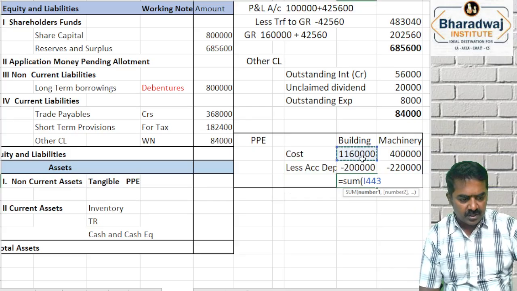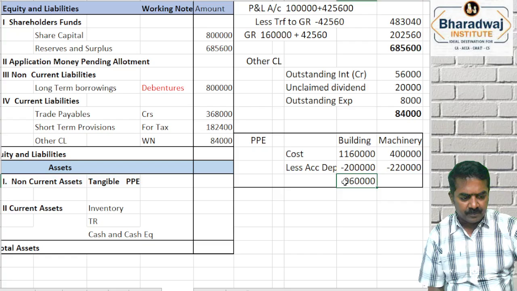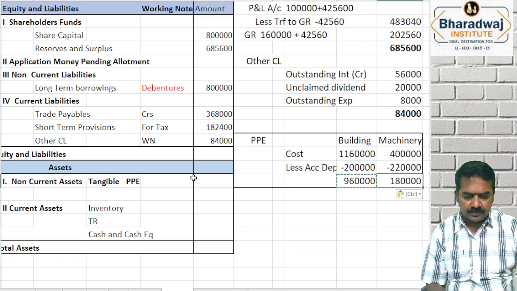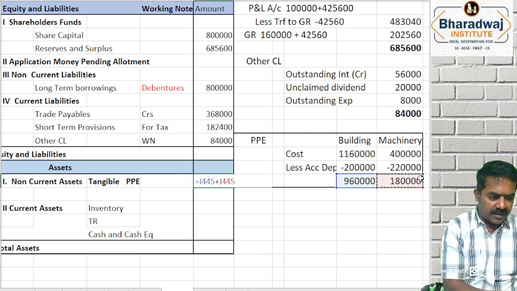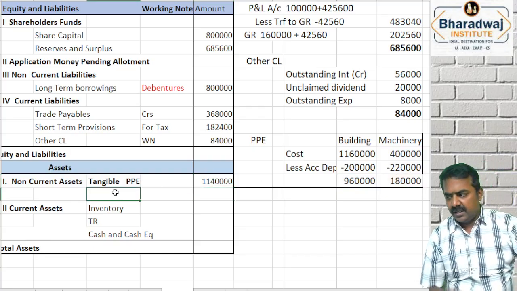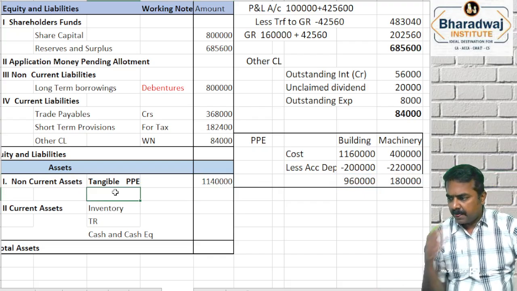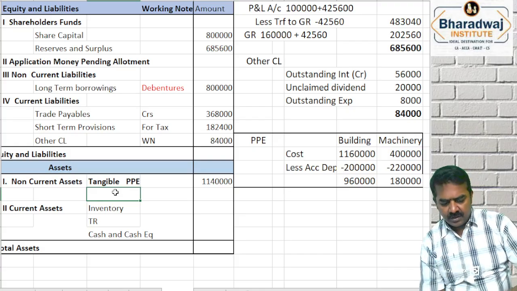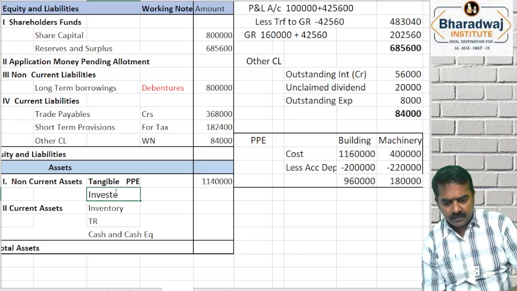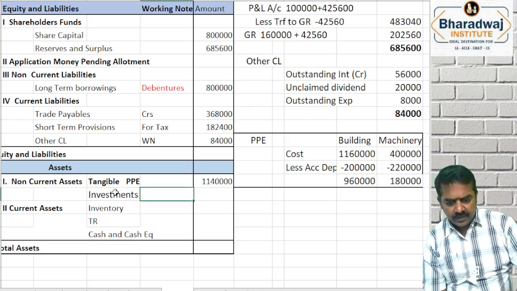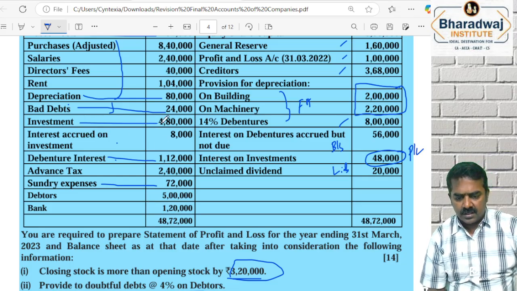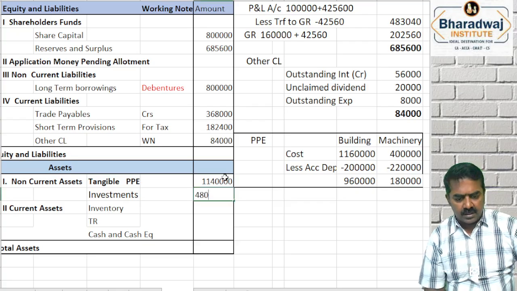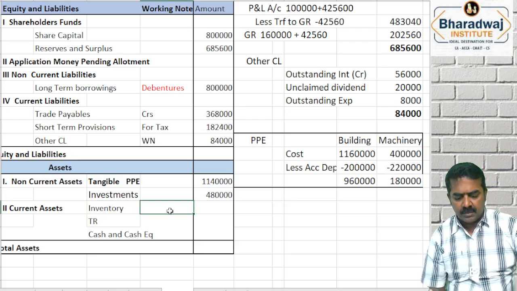If you treat loose tools like machinery spares, you can show them under fixed assets. You can show them under current assets also. These two, 9,60,000 plus 1,80,000. Any intangible asset? Any intangible asset given in the question? No. But investments are given. Short-term investment will come in current assets. Generally, investments will come under long-term assets. Inventory is nothing but the closing stock.